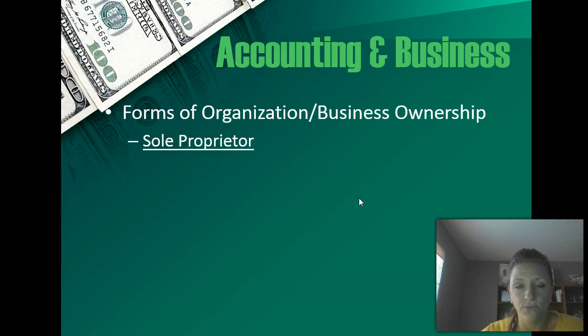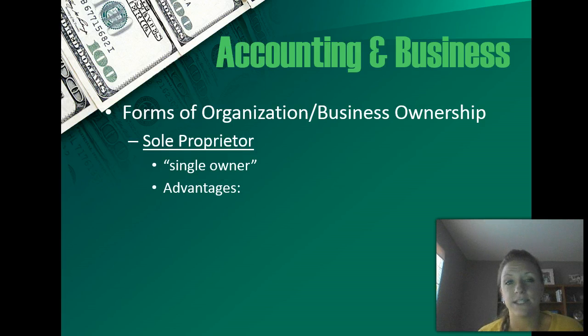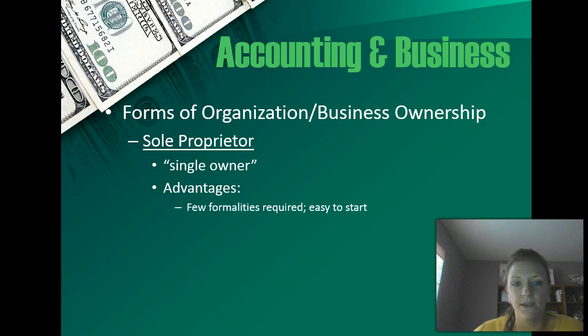Okay, forms of organizations / business ownership. So your text talks about the three main types of business ownership, one being the sole proprietor. And if a person is a sole proprietor, that means they are the single owner of a business. There are some advantages and disadvantages to this.